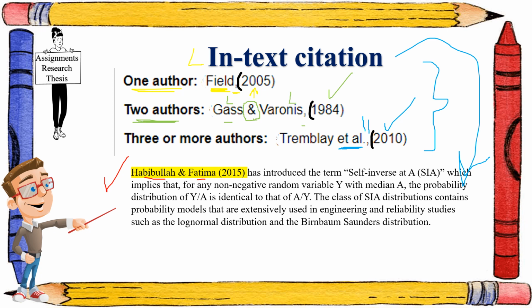Okay, so this is the example to write the in-text citation, and you can see Habibullah and Fatima. So there were two authors, so how I have written Habibullah and Fatima. I use the symbol, and then year of publication. Then I have used these words like has introduced the term, and then I mentioned the term, so it will protect me from my work being rejected because I have acknowledged the author of the journal or any of the website page.